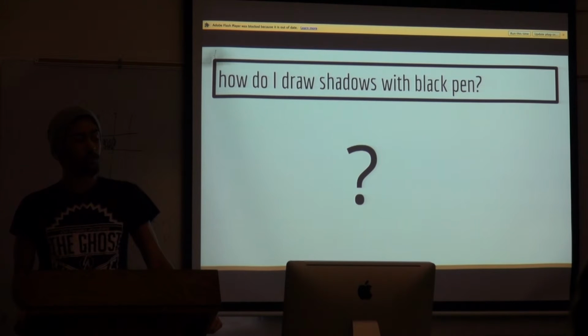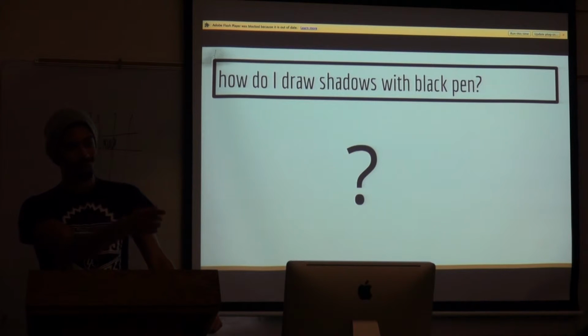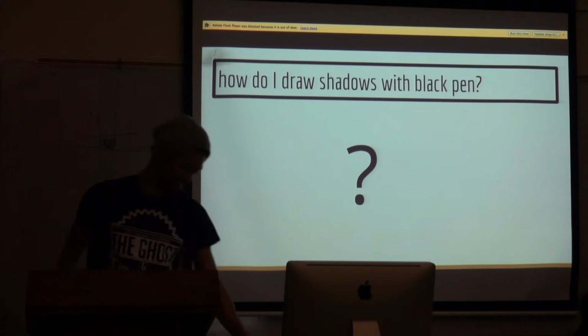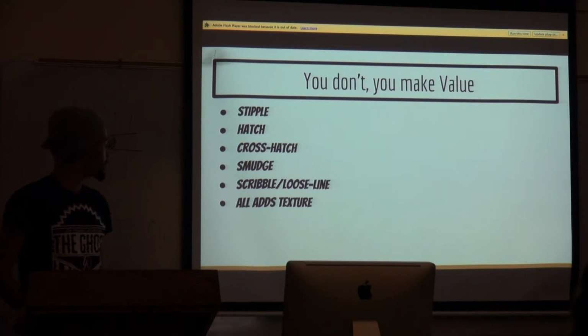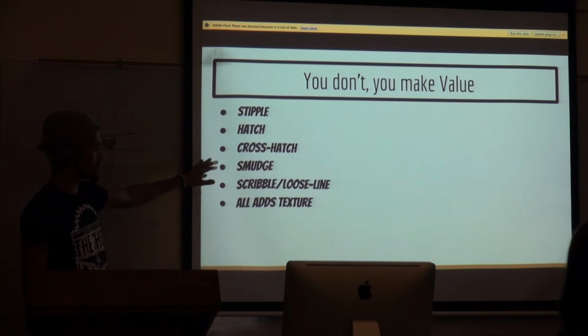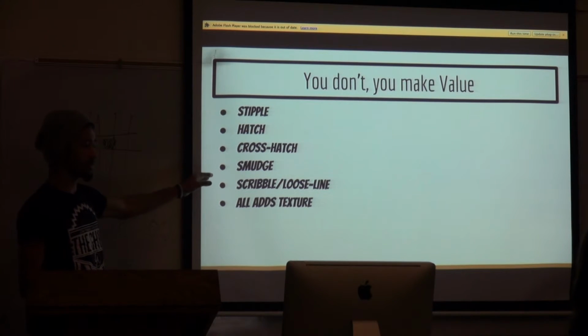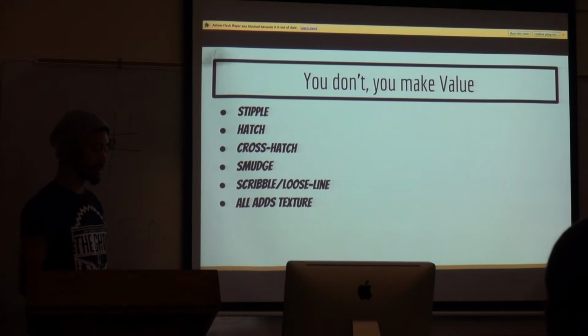But how can you draw shadows with black pen? Does anyone have any ideas? You don't? Exactly. So proud. You don't. You make value. And within value, you use techniques such as stippling, hashing, cross-hashing, smudging. Not so much smudging in ink, but you can if you're using an ink wash. Scribble, loose line, all of it adds texture.